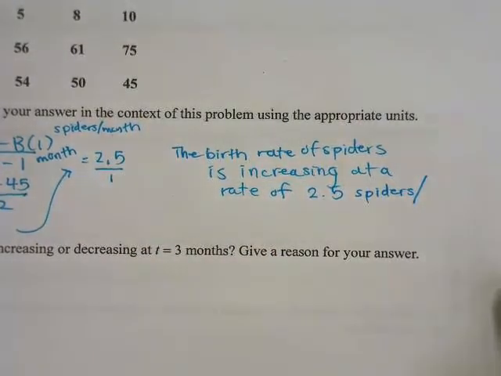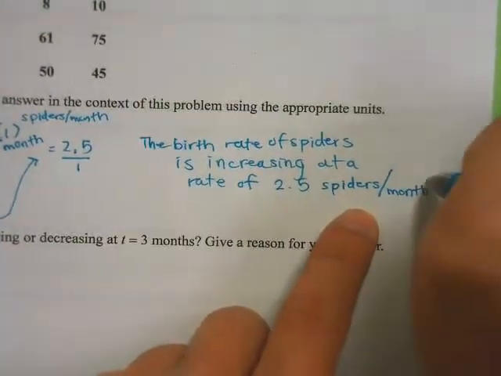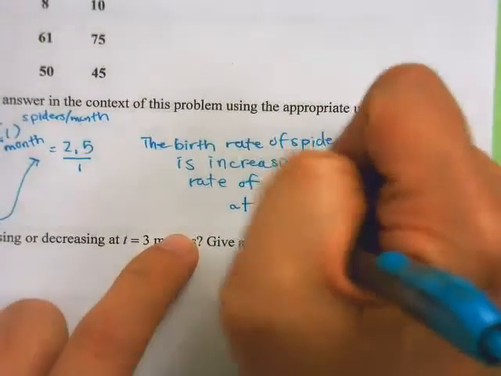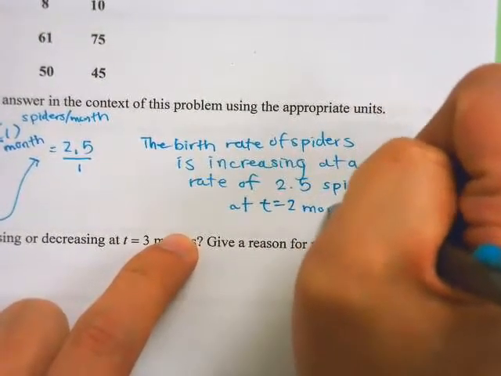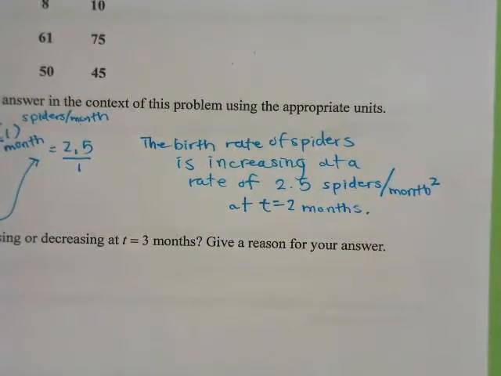Month squared, yes. So we write down months squared, but then we say squared months. Spiders per squared months at t equals 2 months. Okay, and that should be good. Your noun, what is it doing? Increasing, decreasing? Number, unit, and time.